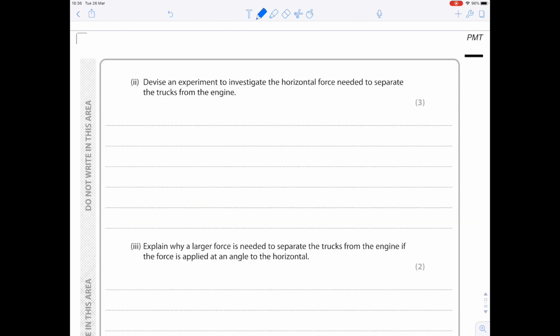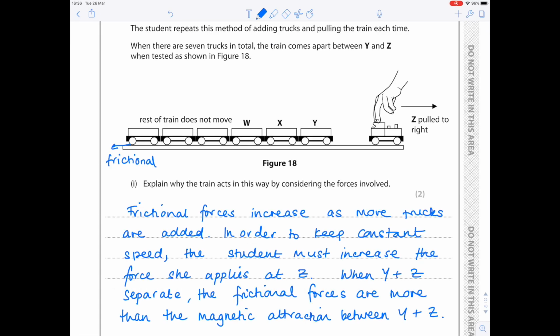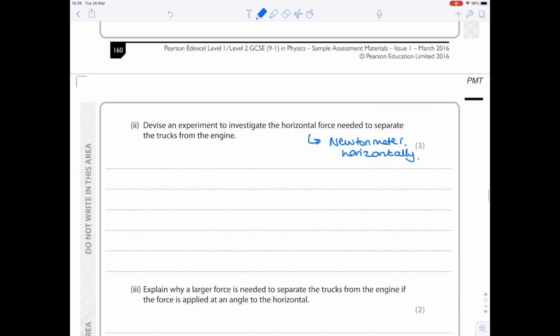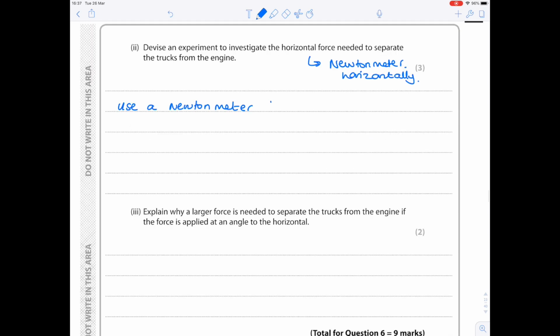Devise an experiment to investigate the horizontal force needed to separate the trucks from the engine. So obviously we need a way of measuring this force, and we're going to use a Newton meter to do that. Crucially, you need to hold it horizontally, and that's because if you look at her hand when she's pulling the train, she obviously needs to pull it horizontally. You use that Newton meter to record the largest force produced, and then, as with all experiments, you want to repeat and calculate an average.